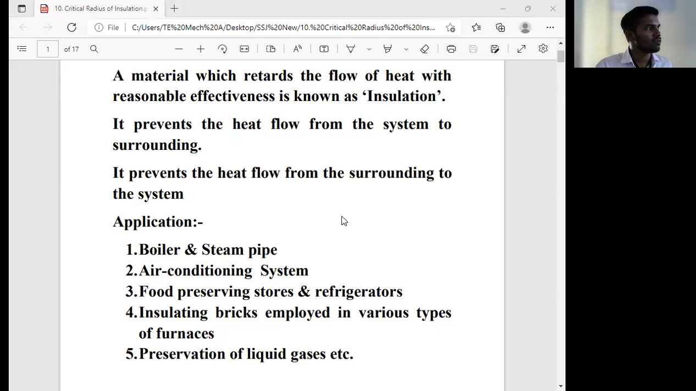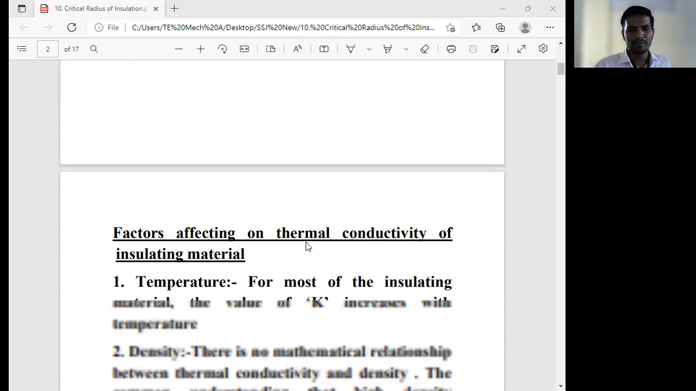So all of you get this. What is the meaning of insulation? To retard the heat flow. For that, we have to use insulation. So it prevents the heat flow from the system to the surroundings and from the surroundings to the system. And these are the applications where we have to use insulation. Now we have to check what is the effect of insulation on the resistance, whether the resistance increases or decreases. That we have to understand.